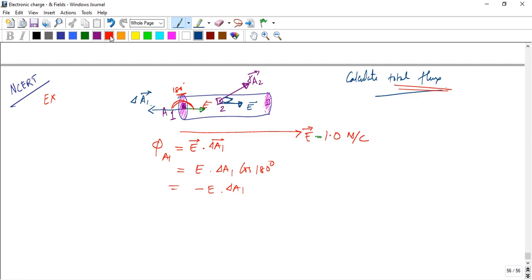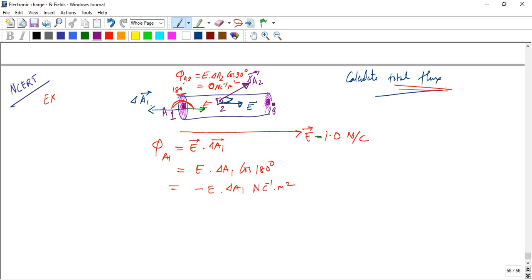So phi of A2 is equal to E delta A2 cos 90 degrees. Cos 90 is 0, and 0 multiplied by anything gives 0. The SI unit is Newton per Coulomb meter square, so here phi 2 is 0 Newton per Coulomb meter square. And that is the third surface.